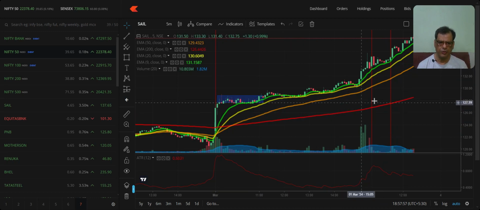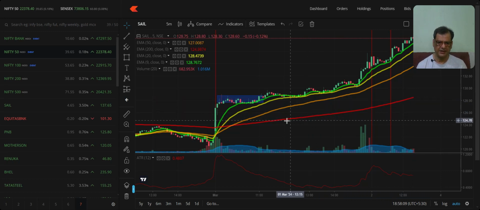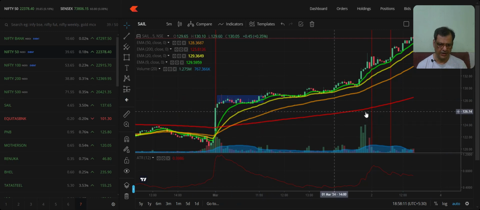Now this EMA 200, what does it mean? This means 200 into 5 minute candles, that's 1000 minutes. So 200 candles back, this EMA is slowly developing up.